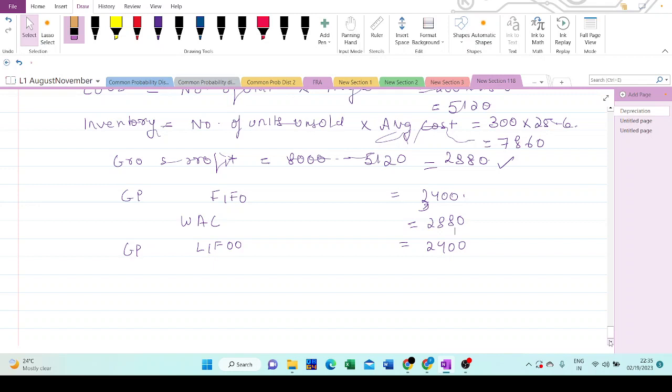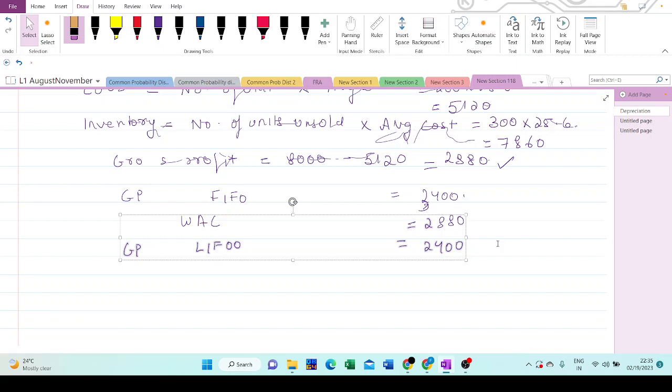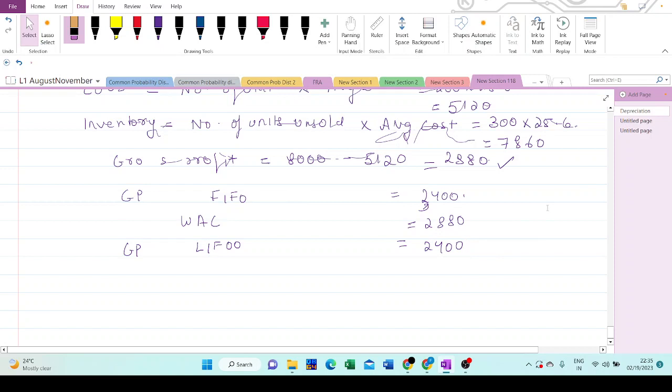And guys, always remember that during a period of rising inventory prices, LIFO will always report the lowest gross profit. And if LIFO reports the lowest gross profit, can I say that a company that follows LIFO will have a lower tax outflow? Yes. So during a period of inflation, LIFO would always result in lower gross profit, lower net profit. So it will result in tax savings.